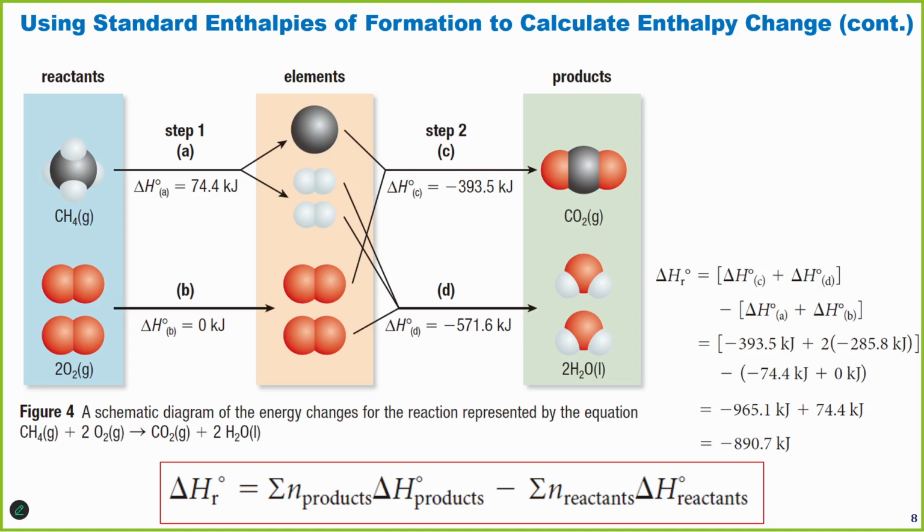And of course, using this equation, the change in enthalpy for the combustion of methane gas is calculated to be negative 890.7 kilojoules, right? Which agrees with the value we obtained previously. And this calculation is shown on the right side of this page. You can have a look at this by yourself.